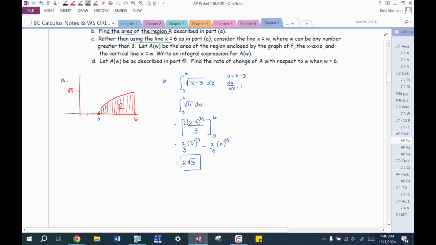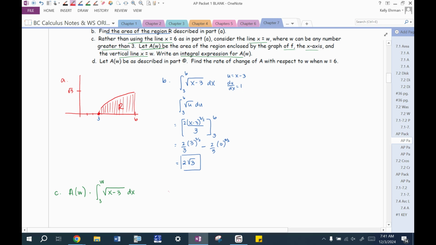Part C says rather than using the line x equals 6 in part A, consider the line x equals w, so that can be anywhere, where w can be any number to the right of 3. Let A of w be the area of the region enclosed by the graph of f, the x-axis, and the vertical line. Write an integral expression for A of w. It should be the same setup you had for part B, with the exception that instead of going from 3 to 6, we're going from 3 to w. But otherwise, we keep the same thing. Remember, the variable inside of the integral just has to be different than what you have up here. So you can keep this as x. And yeah, there's nothing else to do with that.